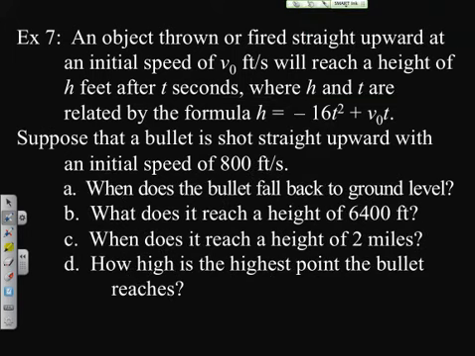Okay, this one's a long one, and I split it up on several slides. So it says an object is thrown or fired straight up at an initial speed of v sub 0, reaches a height of h after t seconds. So velocity, height, time. And the formula is given to us right here. This is the key piece of information other than just identifying the variables. So suppose that a bullet is shot straight upward with an initial speed or velocity of 800 feet per second. So that's our v sub 0. When does the bullet fall back to the ground?